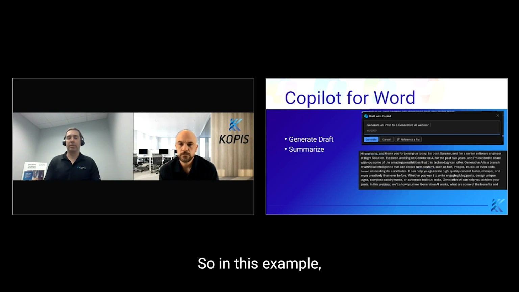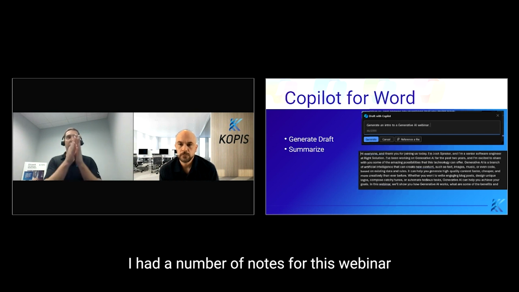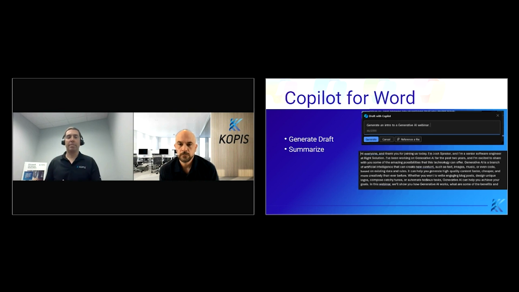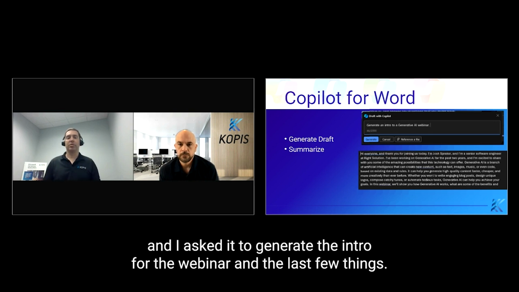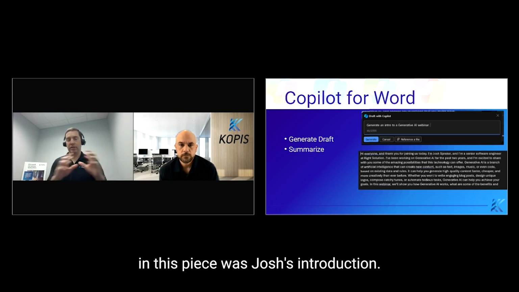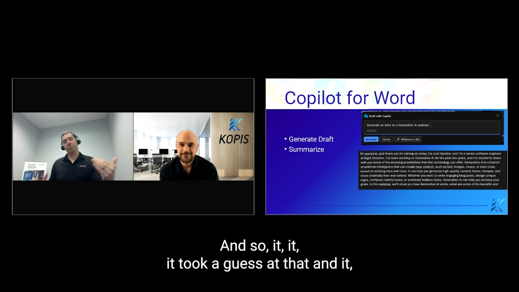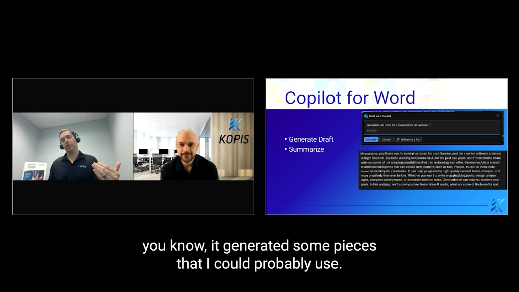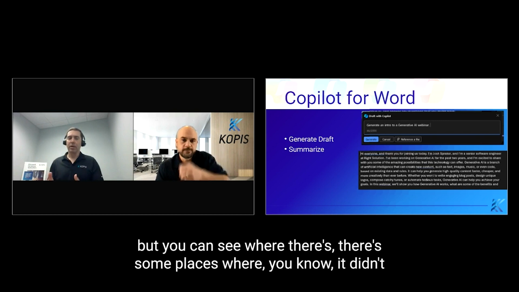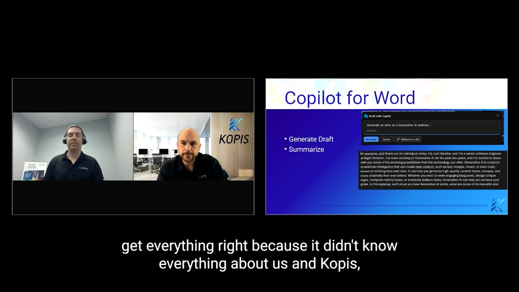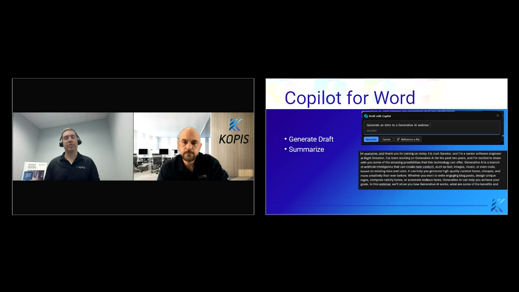So in this example, I had a number of notes for this webinar, and I asked it to generate the intro for the webinar. And the last few things in this piece was Josh's introduction. And so it took a guess at that, and it generated some pieces that I could probably use, and you probably heard me say. But you can see where there's some places where it didn't get everything right, because it didn't know everything about us and Copus and that's stored in other places.